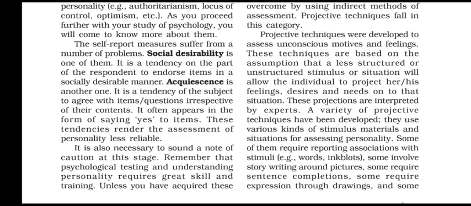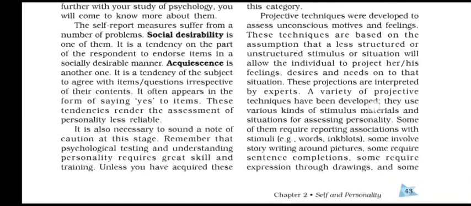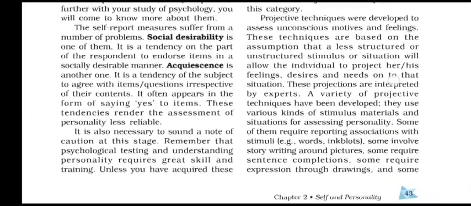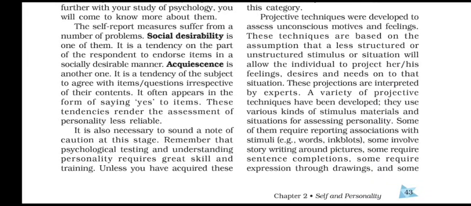The self-report measure suffers from a number of problems. Social desirability is one of them. It is a tendency on the part of the respondent to endorse items in a socially desirable manner. Acquiescence is another one. It is the tendency of the subject to agree with items or questions irrespective of their contents. It often appears in the form of saying yes to items. These tendencies render the assessment of personality less reliable.